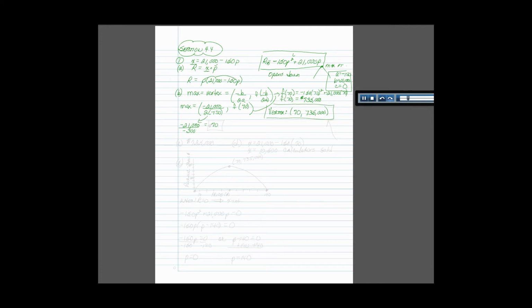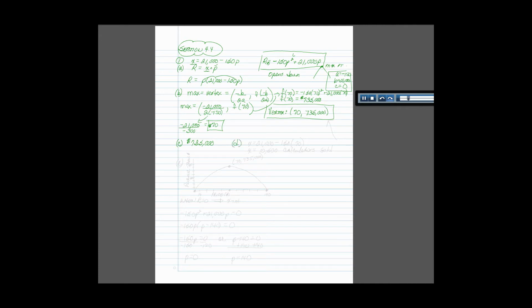Okay? So, it says, if this price is charged, what's the maximum revenue? Well, we already figured that because in Part B, we actually went further. I went further than I was supposed to go. So I took you a little bit further. This is all you needed in Part B, is that you would charge $70. Sorry about that. I went too far.